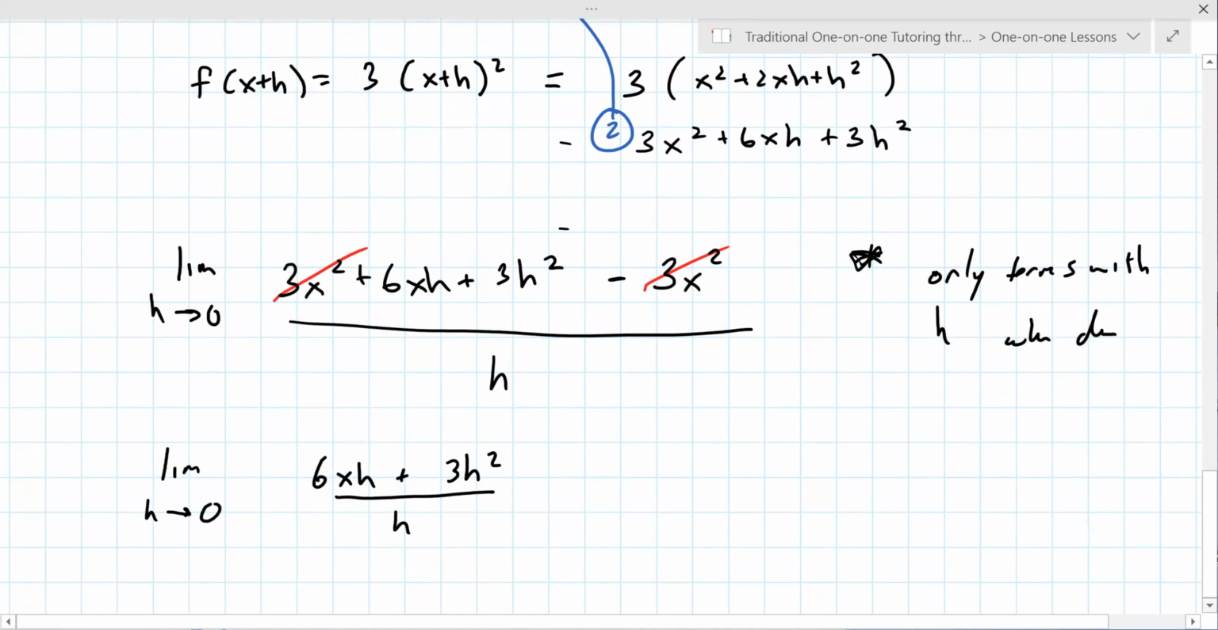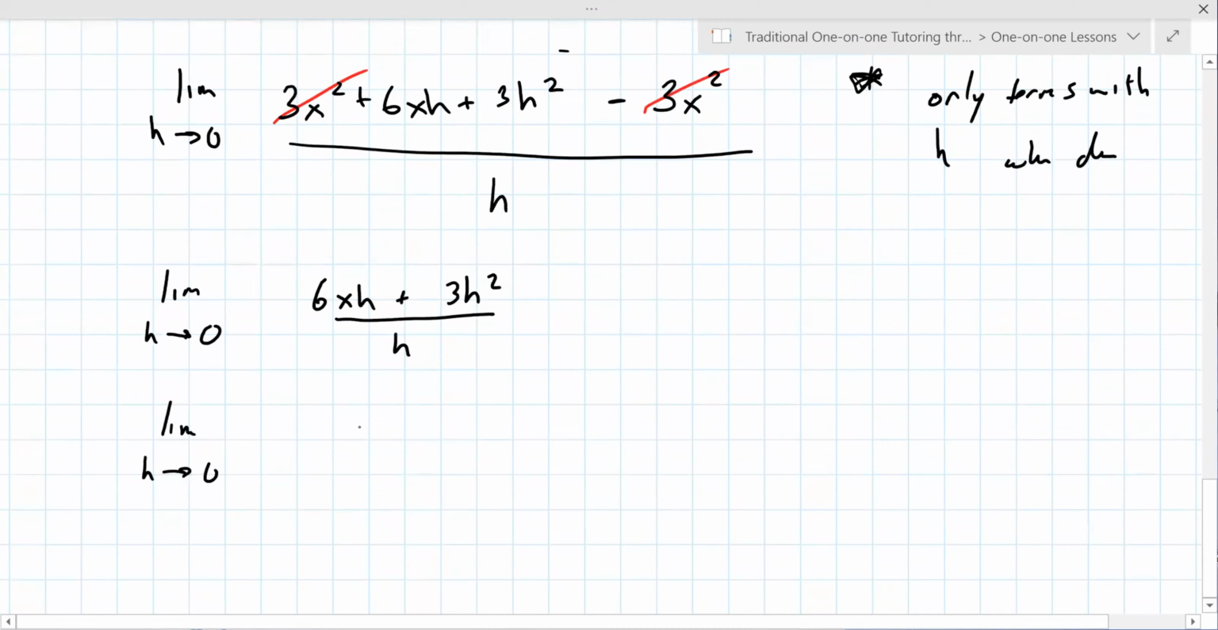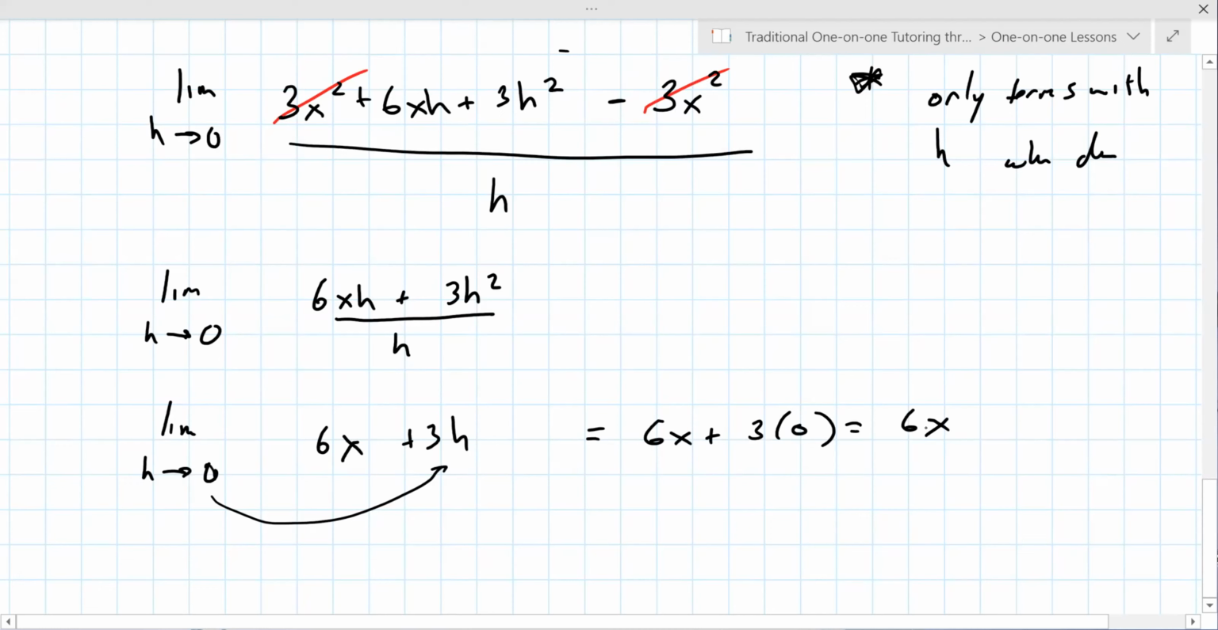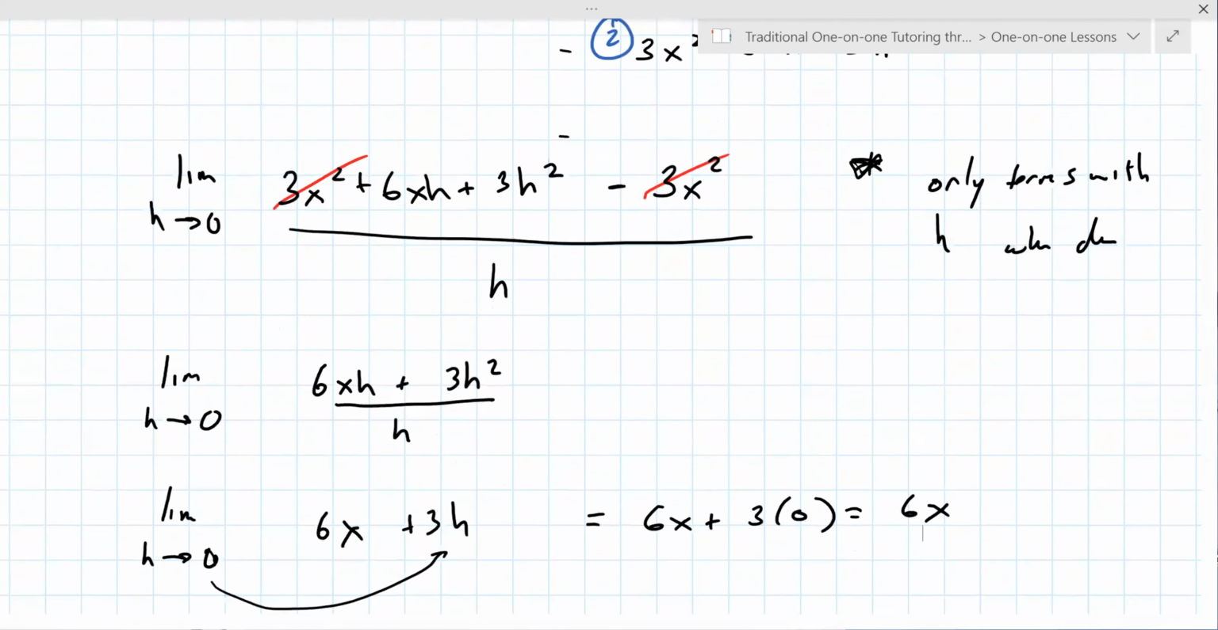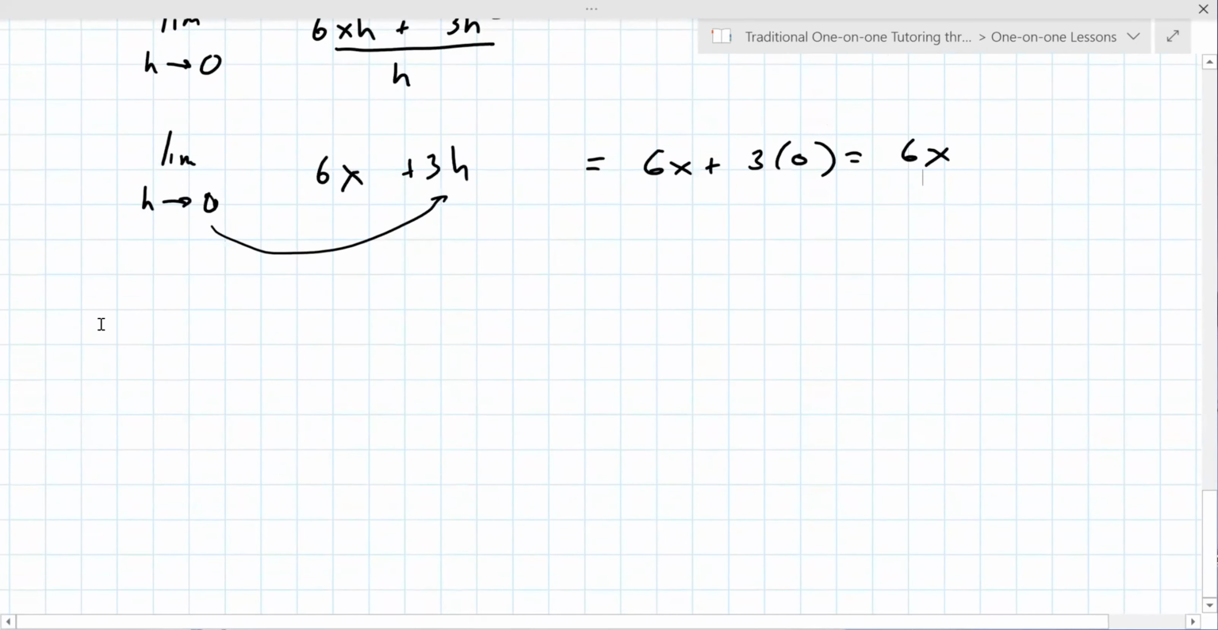If you want to show full work, I don't know what your instructor's like, but this is 6x plus 3h. Then you put 0 in for h, so it'd be 6x plus 3 times 0, which becomes 6x. But we're not done. The word in the problem here, let me snip that part in, is really important: instantaneous. When it says instantaneous rate of change, it means instantaneous. This means derivative.